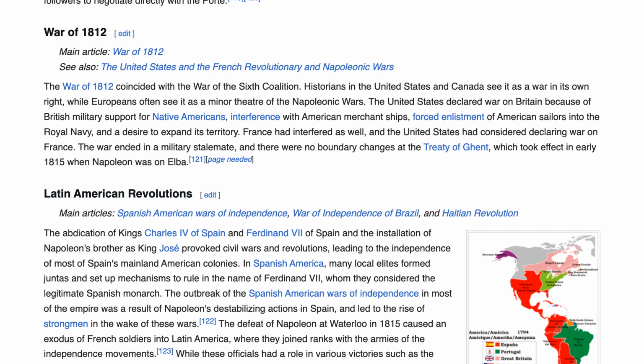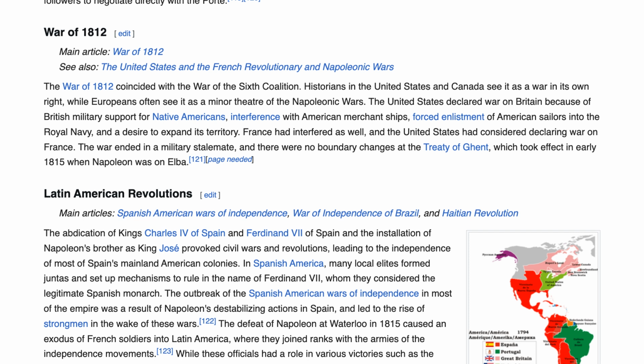War of 1812. The War of 1812 coincided with the War of the Sixth Coalition. Historians in the United States and Canada see it as a war in its own right, while Europeans often see it as a minor theater of the Napoleonic Wars.